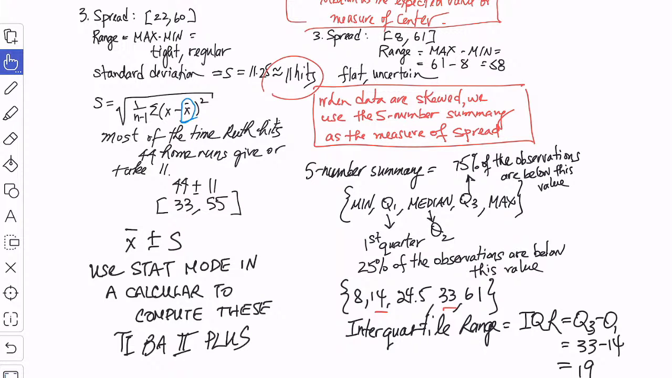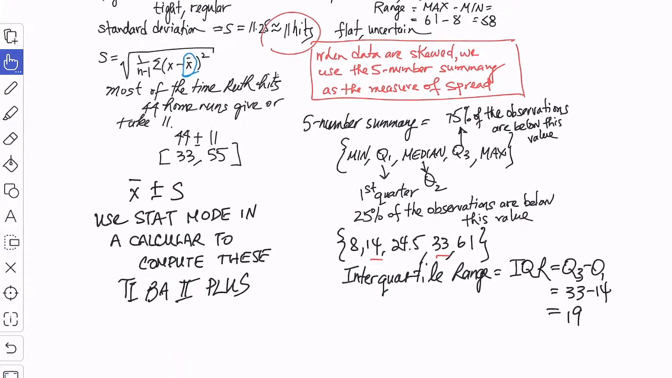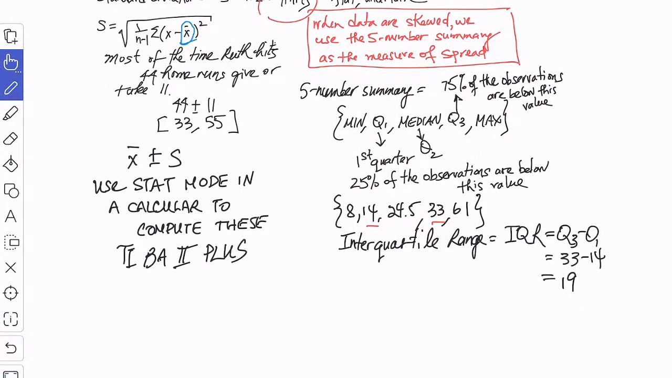The fourth feature of a distribution is called gaps and outliers. And it turns out for this symmetric tight data set of Ruth, there are none. So I'm just going to say none. There's no gaps in the data set, right? And there are no outliers.